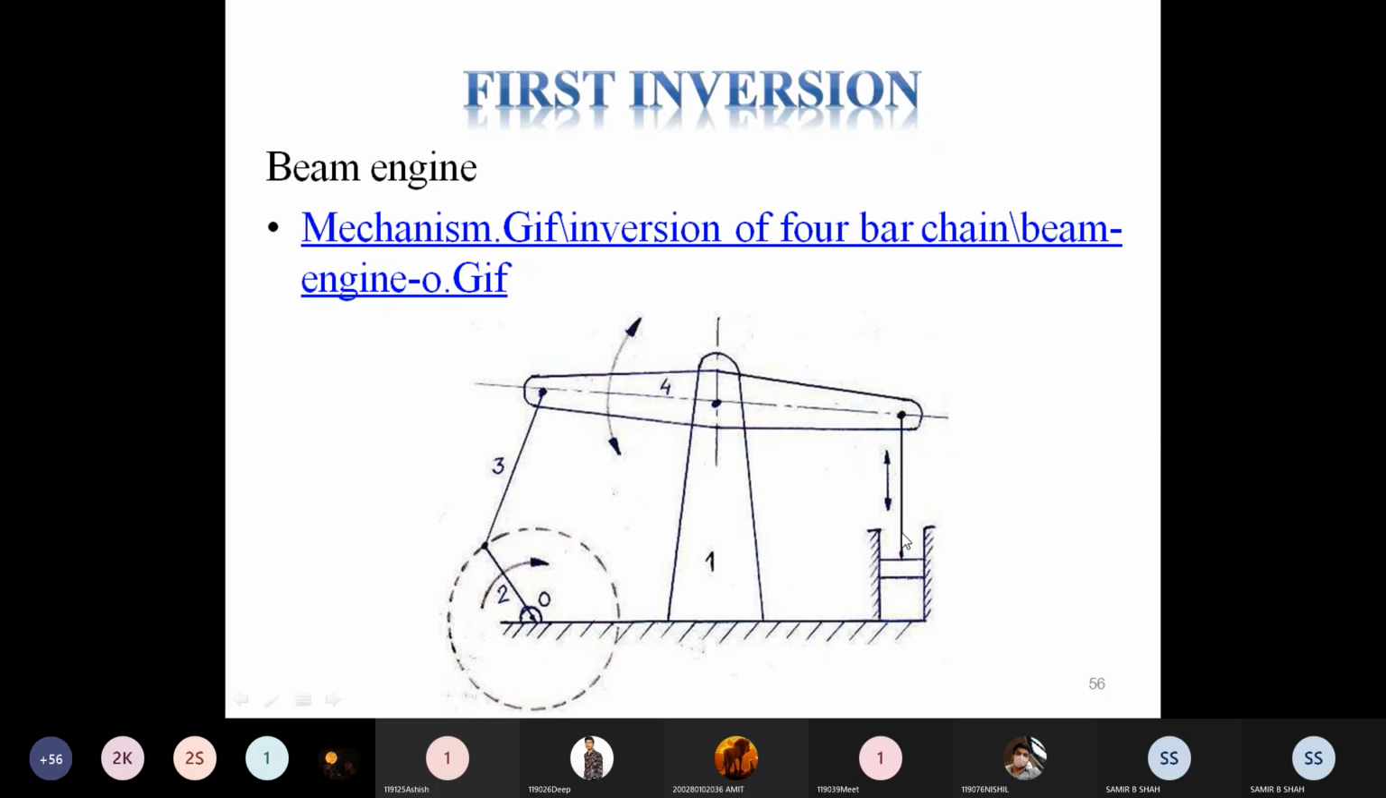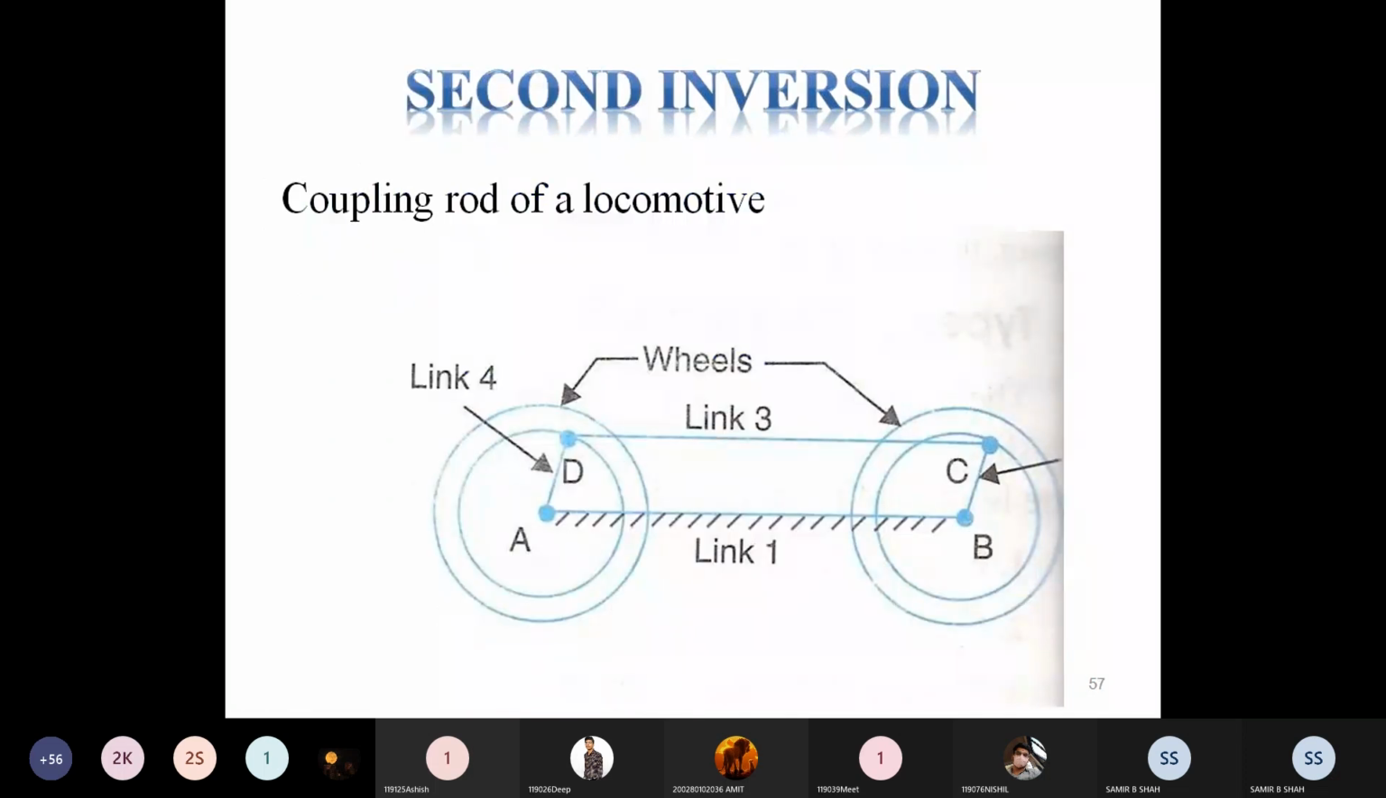Sometimes it may be asked in your exam directly: explain the beam engine. So you have to draw the figure and then explain in short and sweet. After drawing the figure, you have to explain what kind of motion is converted in which way. So that is enough, but your figure is very important.